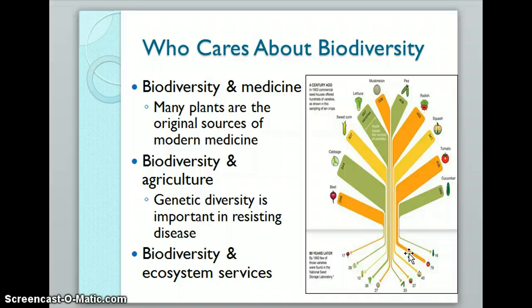Finally, different species help ecosystems in different ways. Plants with large roots hold soil in place and prevent erosion, and some plants are able to take up poisonous metals in soil, which prevents groundwater from being contaminated.